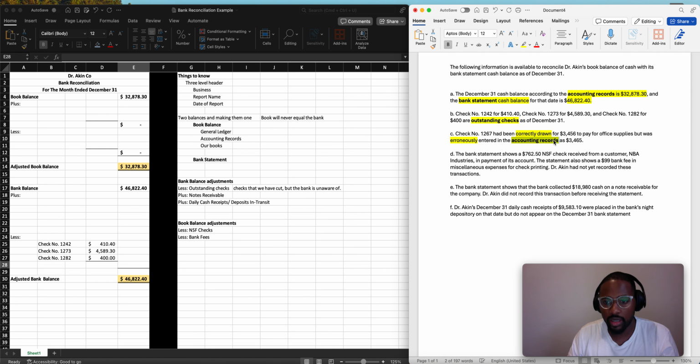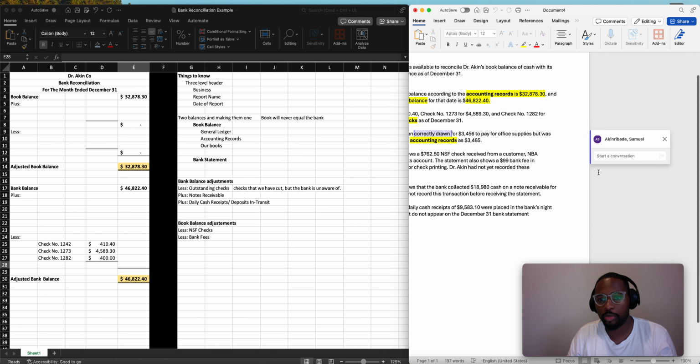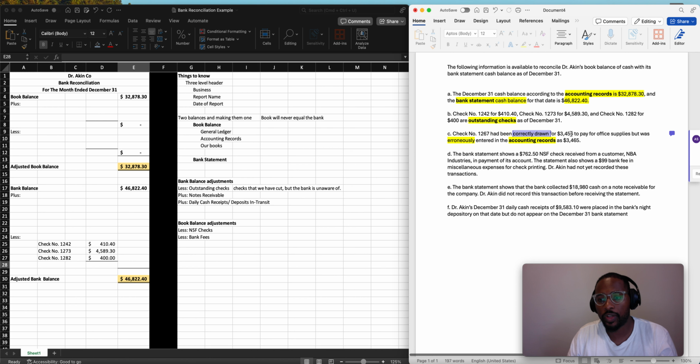So what's happening here? It says that there was a check that was correctly drawn. That word correctly drawn simply means, I'm going to put it here off to the side, cleared by the bank. Okay, so in other words, the bank took $3,456 from our account. And it says that they correctly did that. They were supposed to do that. However, we recorded it in our records as 3,465. So we made the mistake.